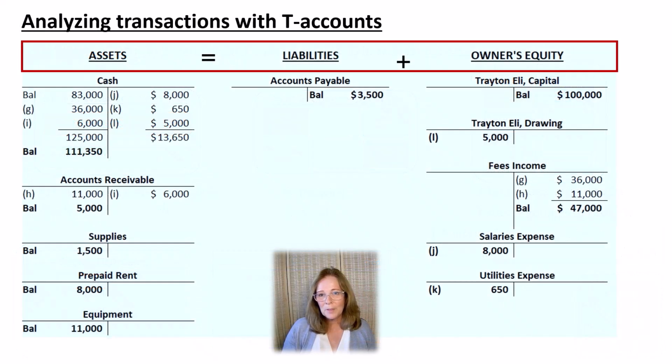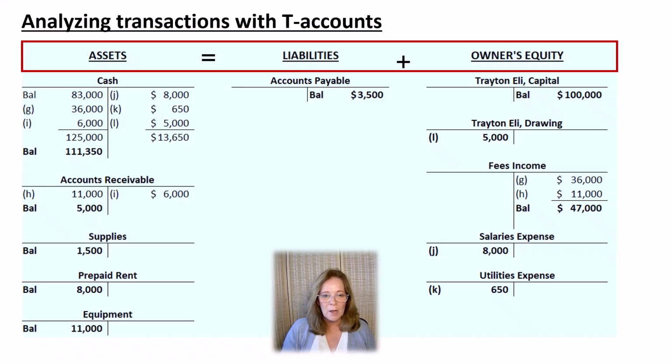Now that we entered the last transactions into the T accounts, we can sort the T accounts into the assets, liabilities, and owner's equity categories. The next step is to calculate the total for each column of the T accounts and calculate the balance. Calculating the totals for each column is called footing.